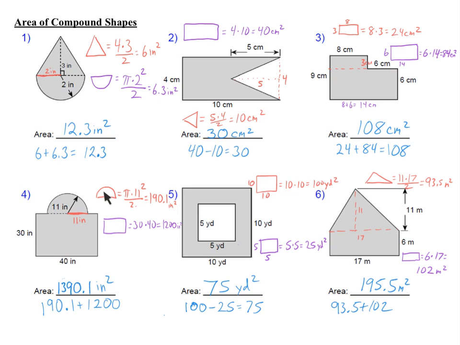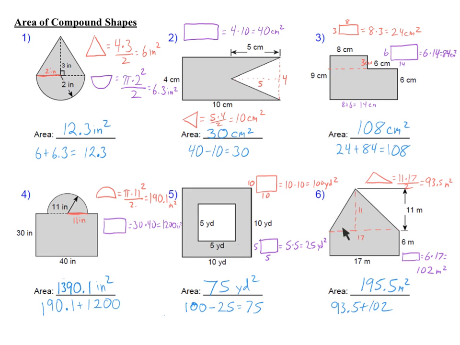Now this one, hopefully you see a semicircle and a rectangle, rectangle, semicircle. The semicircle here, the radius is 11, so pi r squared, half. Right here, it's just 40 by 30, so 1,200. Add the two together, and you have your area. For this one, hopefully you now see, getting the hang of it, you see a big square and a small square on the inside. So the big square is 10 by 10, 100. Small square is 5 by 5, 25. And then we simply subtract the 2. And that would be square yards.